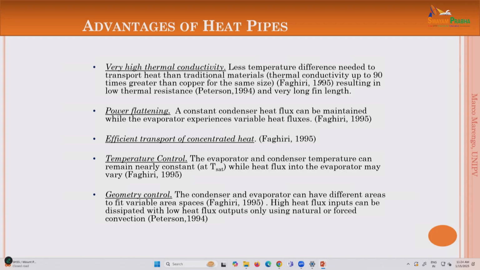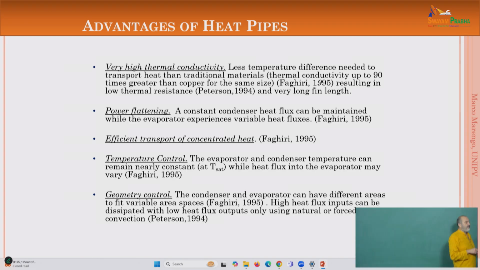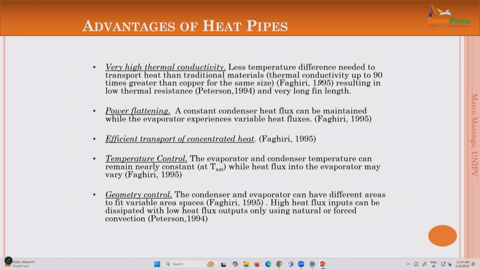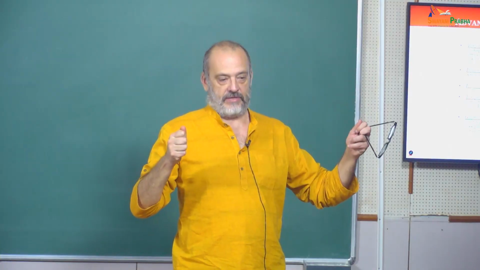Which are the advantages of the heat pipes? Well, I think that Arvin already said something, so I'm going fast. The high thermal conductivity is, of course, one very important point. So we have an equivalent thermal conductivity that can be very, very high, even 90 times, 100 times that of copper. So in fact, it's something like having a tube that has a very high thermal conductivity, a kind of highway for the heat.